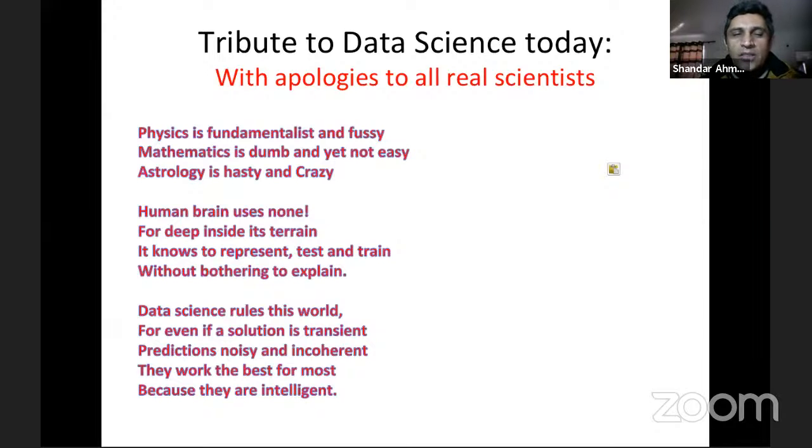Because deep inside its terrain, the terrain of our mind, it knows to represent, test, and train without bothering to explain. It doesn't create formal laws in our brain. Our brain can solve very complex problems without having ever studied mathematics. So data science rules this world today. Even if a solution is transient and predictions are noisy and incoherent sometimes, they work the best for most because they are intelligent. So intelligence works. Natural intelligence or artificial intelligence, intelligence works. We have to distinguish between what is natural intelligence and what is artificial intelligence, as we call it today.